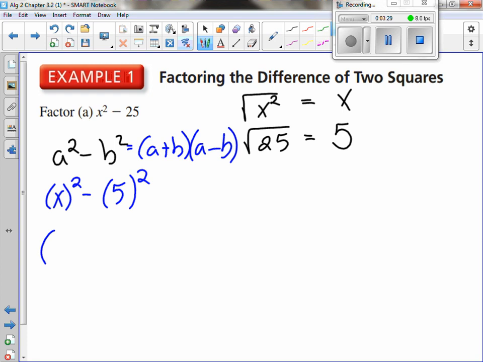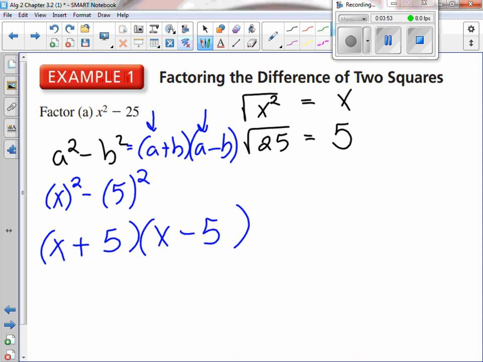So looking at this problem, our value of a is x. So in here and here, we plug in x. Our b value is 5. So in both of these spaces, we plug in 5. Because this is really going to revolve around the fact that a squared minus b squared is equal to a plus b times a minus b.